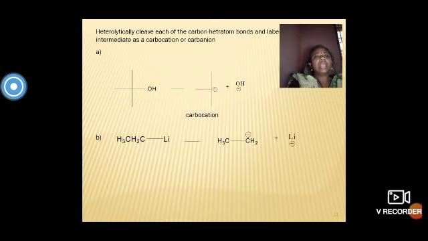Depending upon the nature of the reactant, it will produce a tertiary carbocation or a primary carbocation. In the first case, the reactant is a tertiary compound, so it will produce a tertiary carbocation. In the second one, it is a primary, so it will produce a primary carbocation.